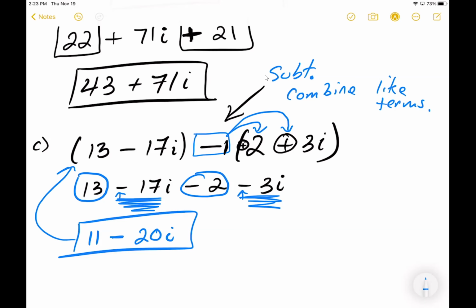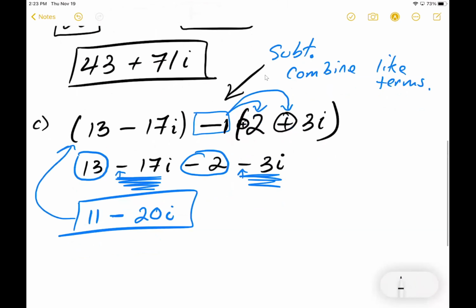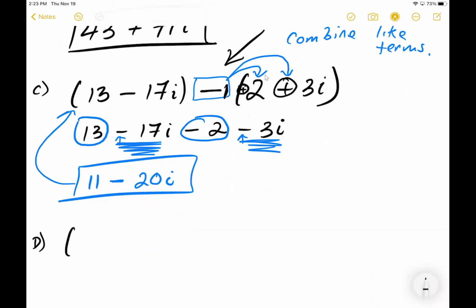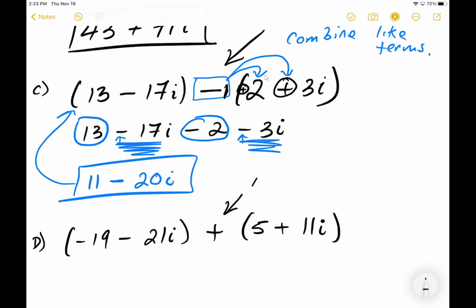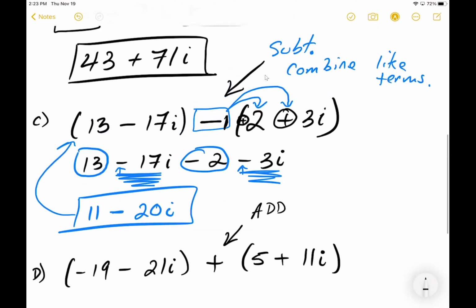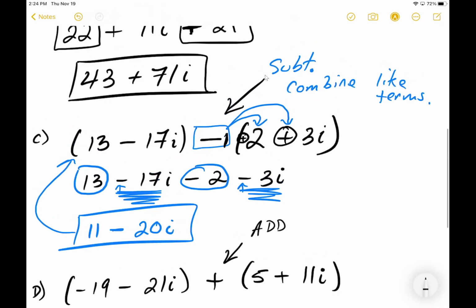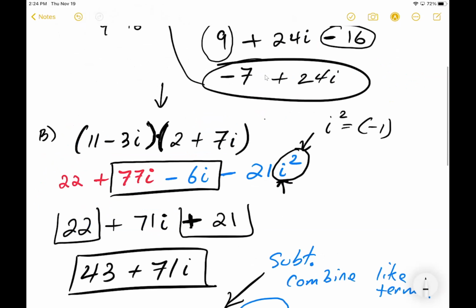In order for you to add, you need to make sure that you see whether your operation is addition or subtraction. If we have something like this, make sure that you see, this is addition, I need to add. This is subtraction, I need to subtract. And if there's no operation, it means multiplication. Those are your three operations dealing with complex numbers.